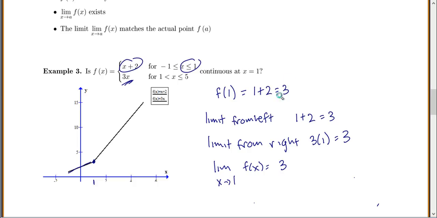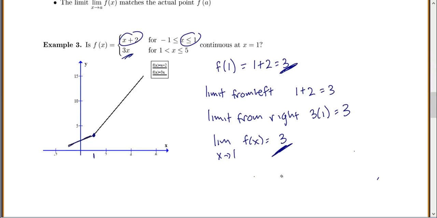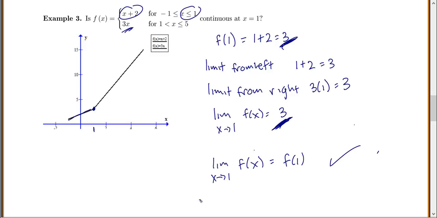Okay, so we found that, yes, f of x is defined at 1, it's 3. We found that the limit also exists, it's the same from both sides, and it is 3. And finally, both of those numbers are 3, so they match. The limit as x approaches 1 of f of x is actually equal to f of 1. So everything held, and this is continuous. Again, in this class, I'm mostly just going to have you look at the picture, but you will do one official problem where you actually check it out like this.